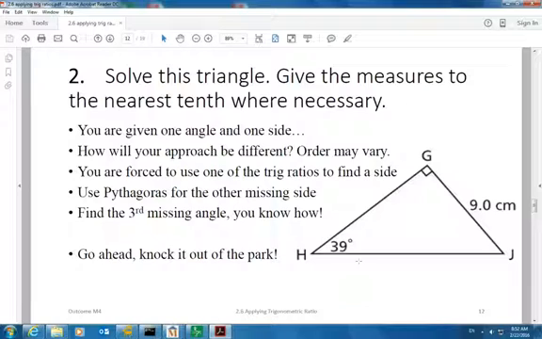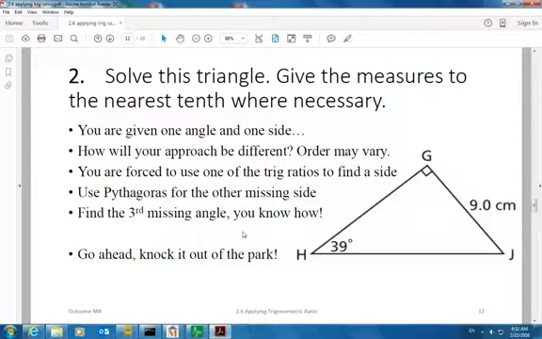So this is going to be your angle that we care about. This is going to be our opposite side right here. I could potentially figure out this angle. How could I figure out this angle? Yeah, by the 180 property, right? So 180 minus 90 minus 39 gives us that third angle.